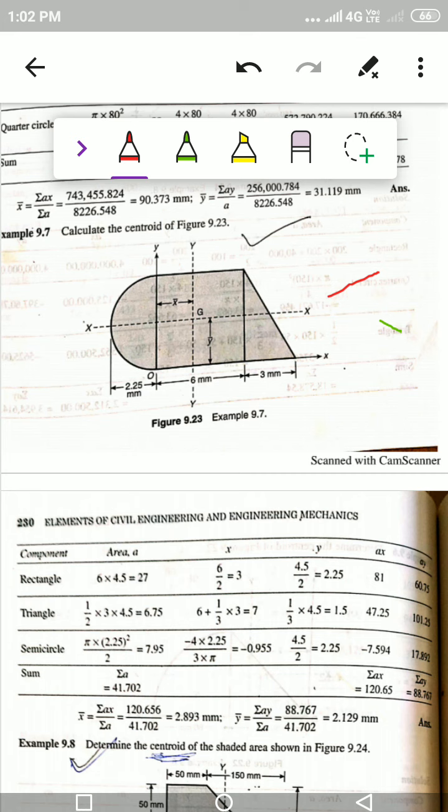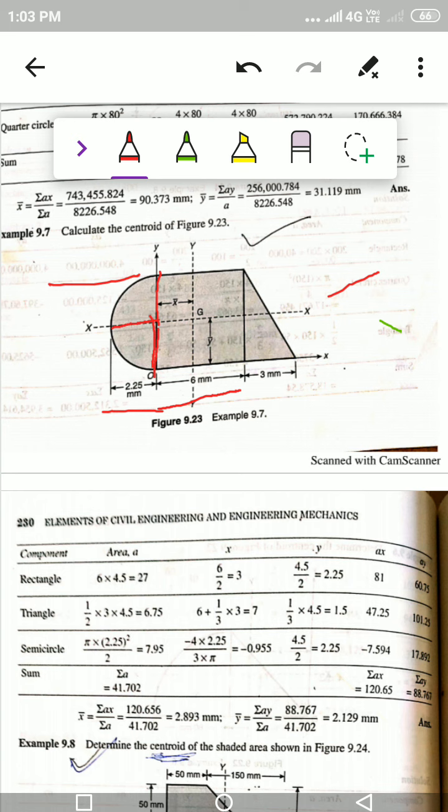Clear? For the rectangle, this 6 meter is given, that is one side, and the other side is not given. This distance is nothing but the radius of a circle. The radius of the circle is the same all over the circle. Therefore this distance is also 2.25 and this distance is also 2.25.